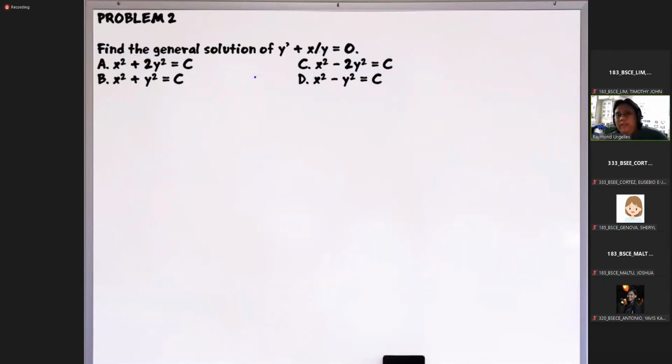So when it comes to the general solution, what we usually get is a family of curves. The shape is specific, but its dimensions can change. That is our idea of a general solution.